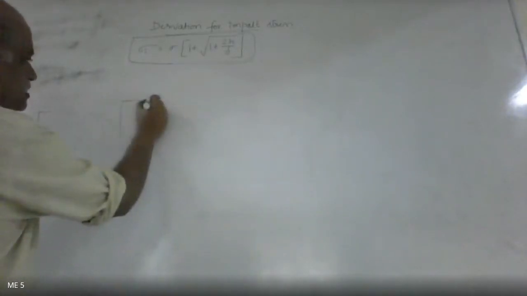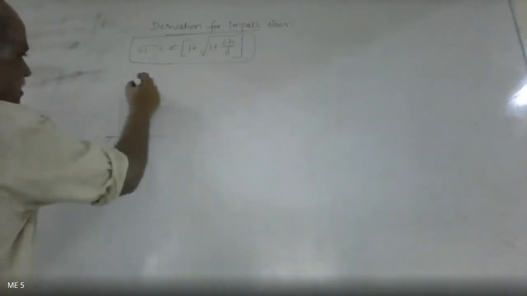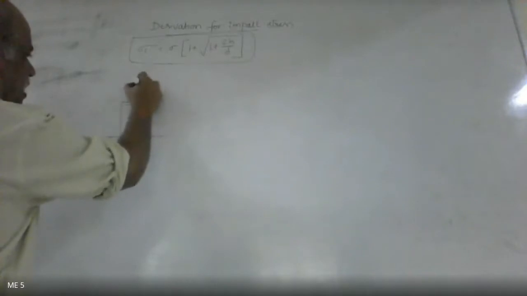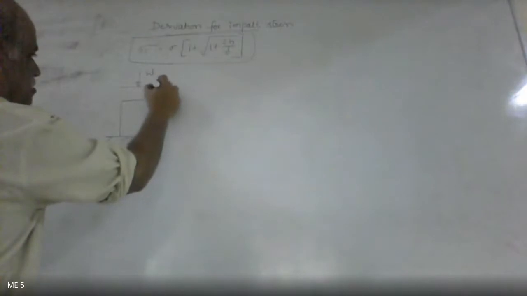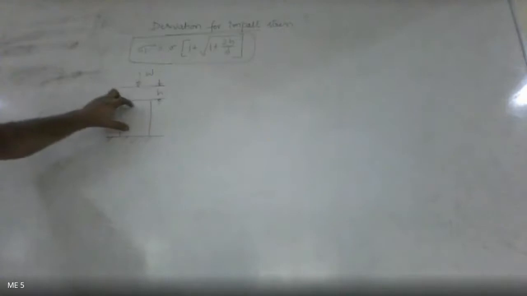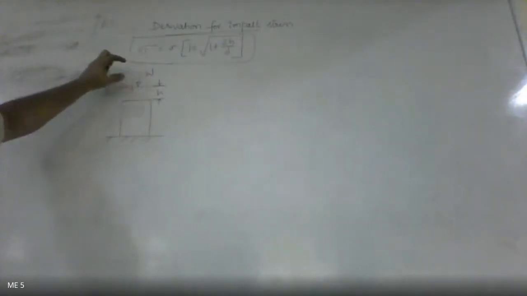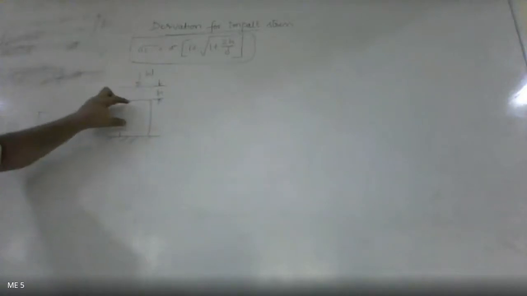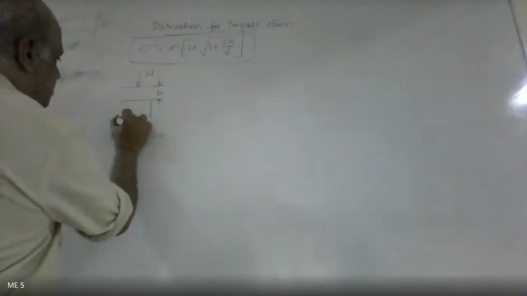Keep watching the screen. I take a member, and for this member I drop a load W from a height H. What will happen to the member now? What will happen to the member? Double compression. Yes, it is subjected to deformation.